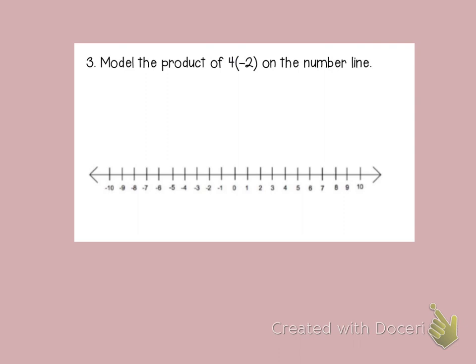Then we have modeling. When we model this, the first number stands for the number of groups. If 4 comes first, how many groups do we have? We have 4 groups. We have 4 groups of what? This second number tells us of what. So this means that we have 4 groups of -2.